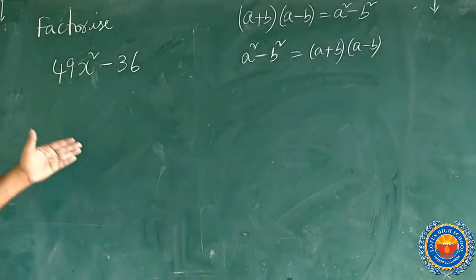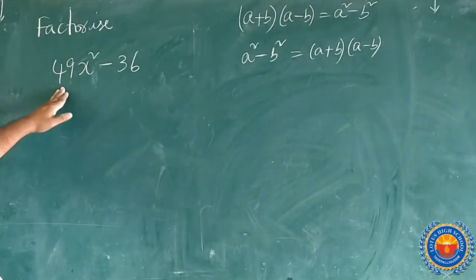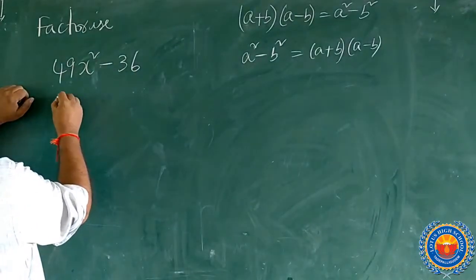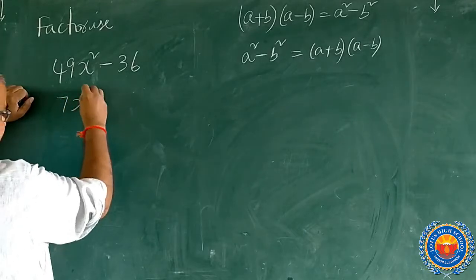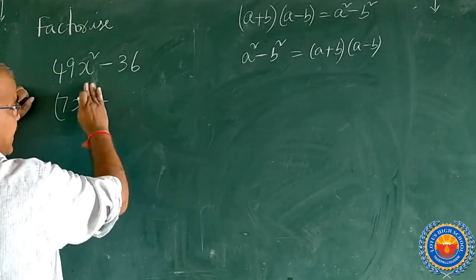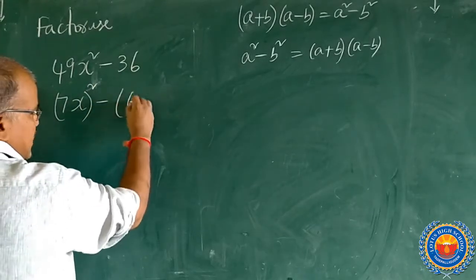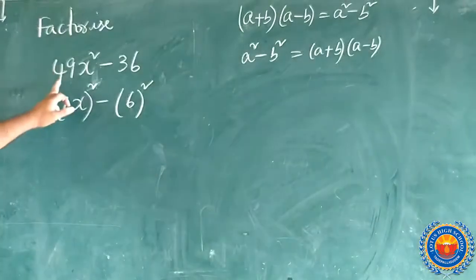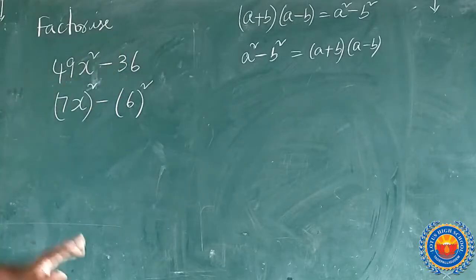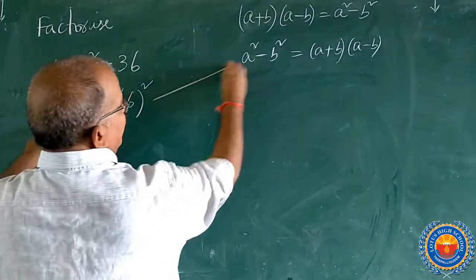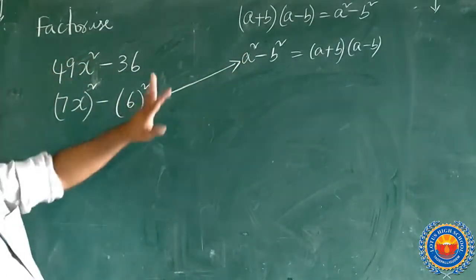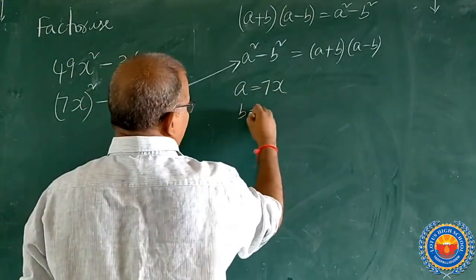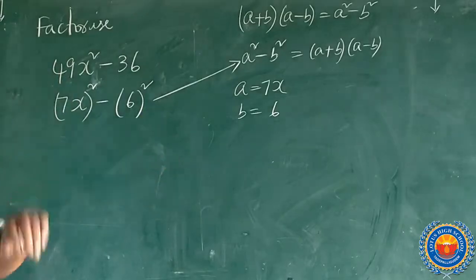Okay, one more sum. Maybe it is also in the form of a square minus b square. Let us check. 49 is a perfect square, 7 square, 7 sevens are 49, that's why 7x whole square minus 36, which is nothing but 6 whole square. It looks like a square minus b square, where a is equal to 7x and b is equal to 6.